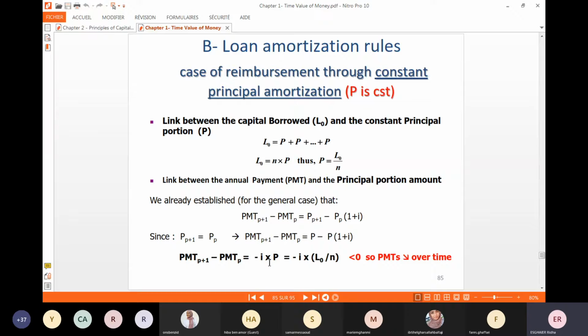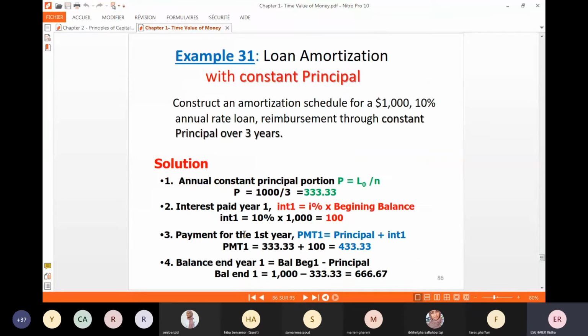This is to say that the payment P plus 1 is less than the payment P because the difference is negative. It means that the payment will decrease, as I explained. Since interests will decrease over time and principal portions are constant, principal plus interest will decrease over time. Now, let's do an example to better understand this and to see the difference between this case and the case when we reimburse the loan through constant payments.